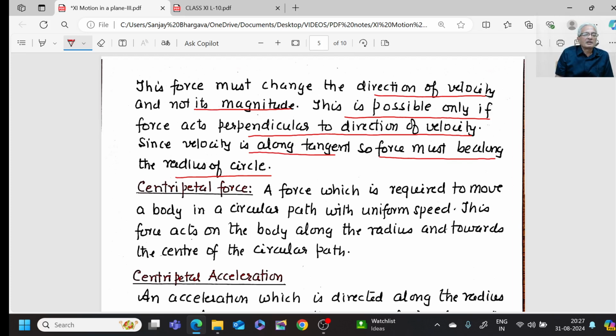Now let us define centripetal force. It is the force which is required to move a body in a circular path with uniform speed. This force acts on the body along the radius and towards the center of the circular path.